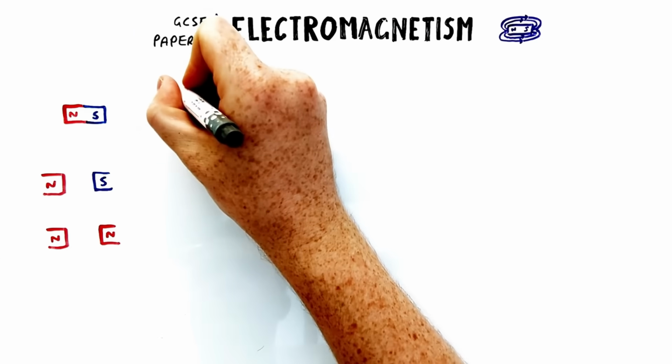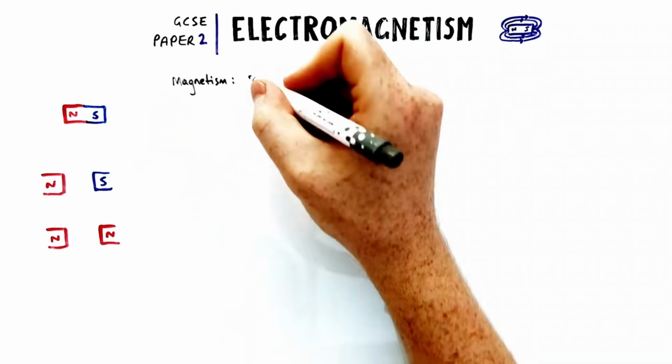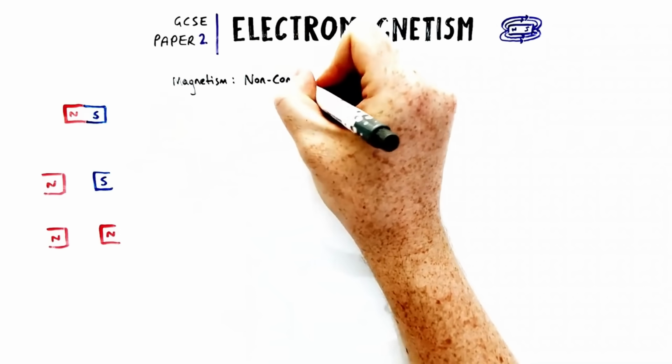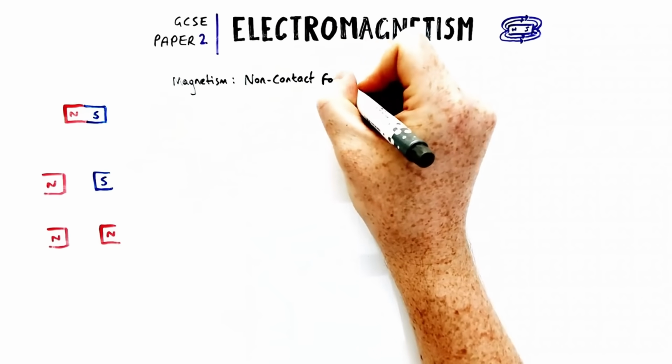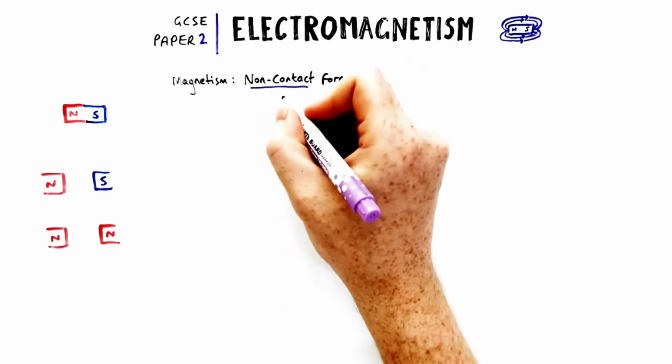Questions on electromagnetism are usually some of the worst answered at GCSE. So in this video, I'm going to break the topic down stage by stage so that you have a really good understanding of what the topic is and how to answer any question on anything to do with electromagnetism.